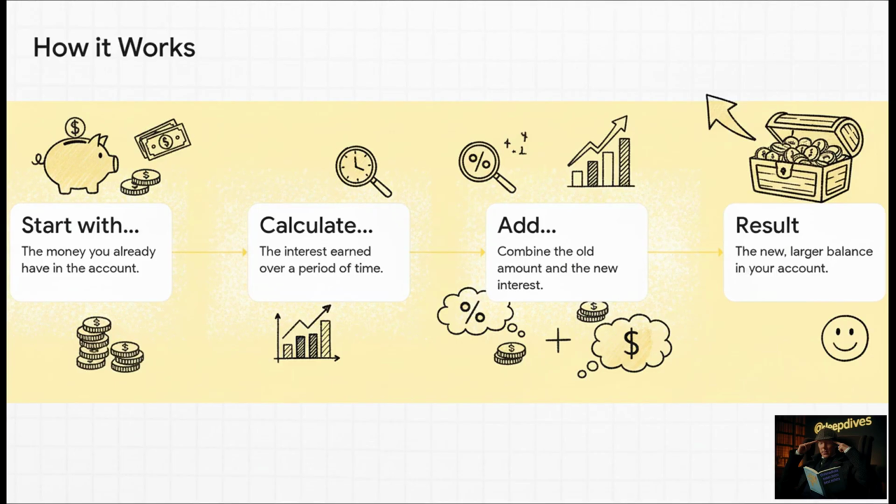And this slide just lays it out in plain English. You start with the money you already had. You figure out the interest you've earned. You add that new interest to the old amount. And voila, that's your new larger balance. That complex-looking equation is just a very formal way of saying something incredibly obvious. It really is that simple.